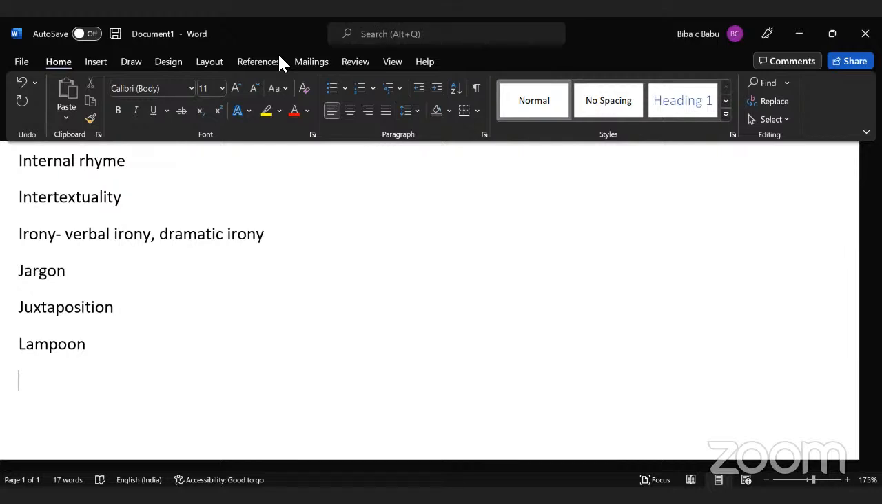Comparing means, how will I say? You have two things. We say, this is good, this is bad. You are comparing. That is comparison. What about contrast? Contrast is we are finding the difference between two things. You have two things, and you are finding the difference. That is contrast.